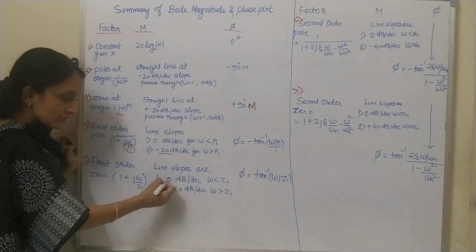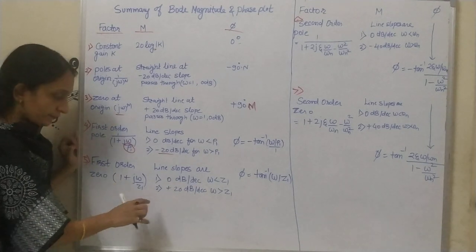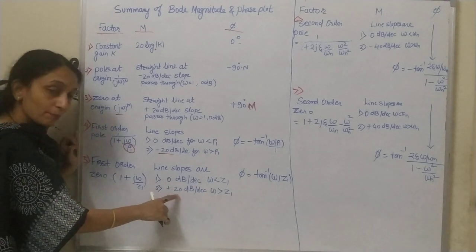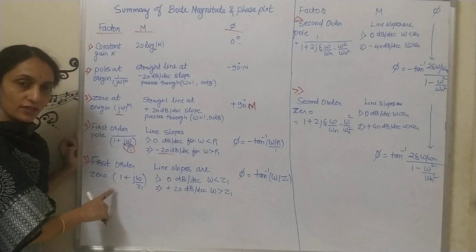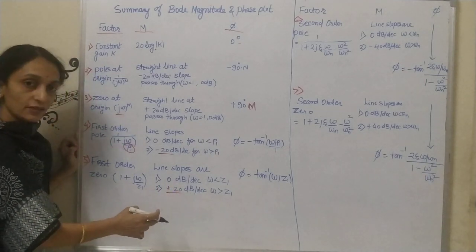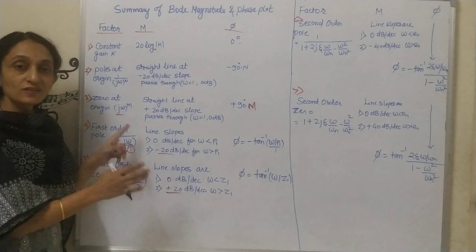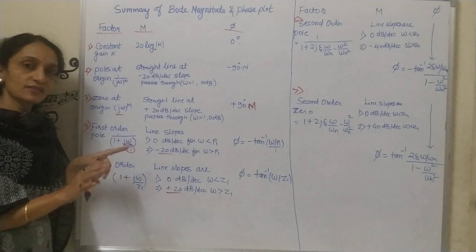Okay, so line slope will be 0 dB per decade for omega less than z1. Then it will be plus 20, because one zero is contributing to line slope of plus 20. So plus 20 dB per decade is there for omega greater than z1. Look at the same thing we are doing: this is for only finite poles and zeros.